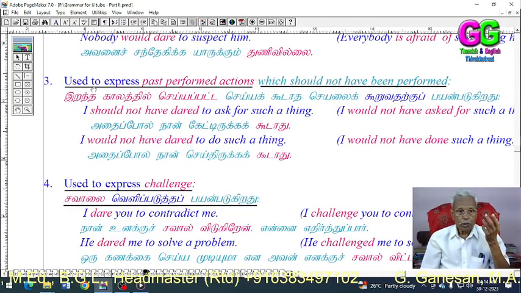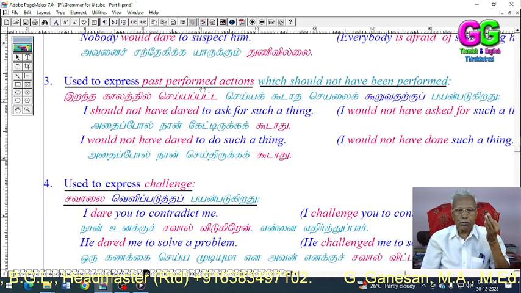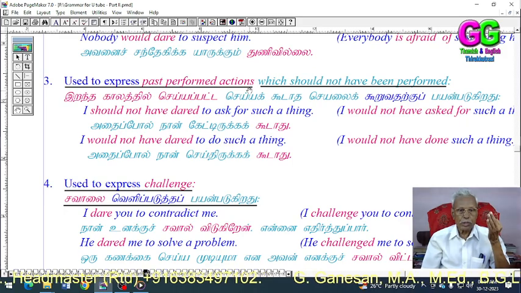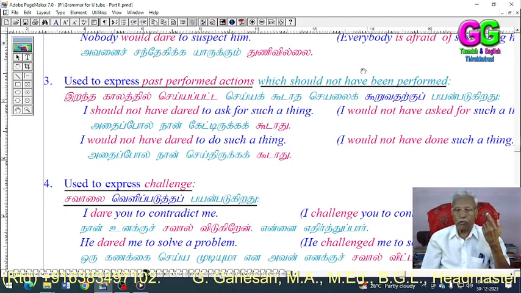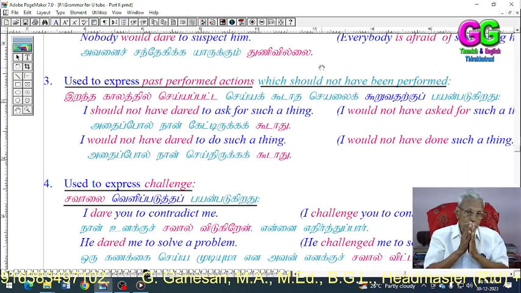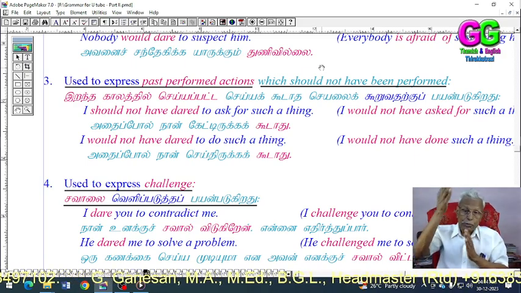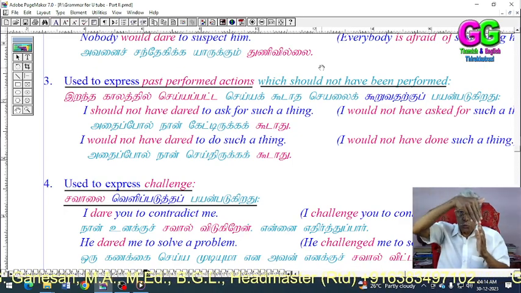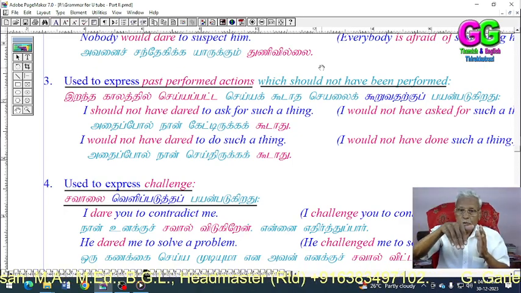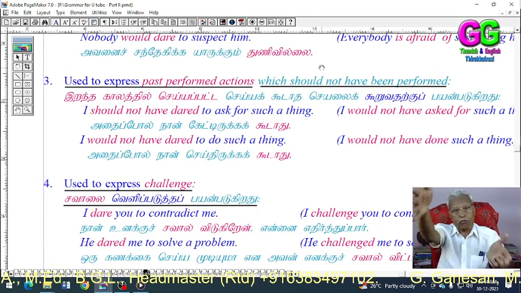That is used to express past performed actions, to express past performed actions which should not have been performed.